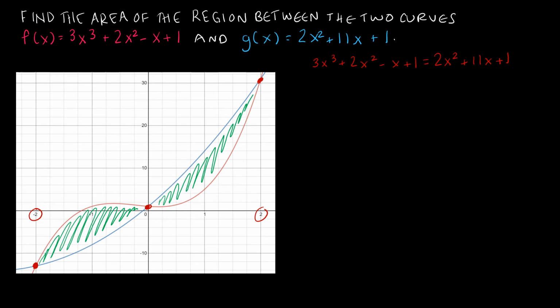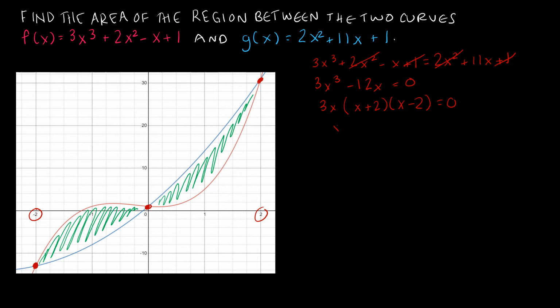By getting everything to the left side of the equation, I have 3x cubed. I'm subtracting 2x squared, so that's going to actually go away on each side. I have minus x, and then I'm subtracting 11x, so minus 12x. And then I have a plus 1 and a plus 1. So what I have is 3x cubed minus 12x is equal to 0. So I can factor out a 3x, and that leaves me with x squared minus 4, which is x plus 2, x minus 2. Difference of squares pattern.